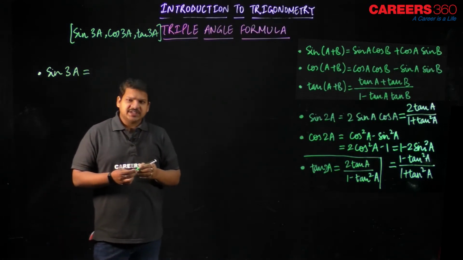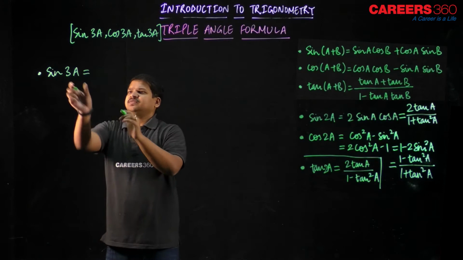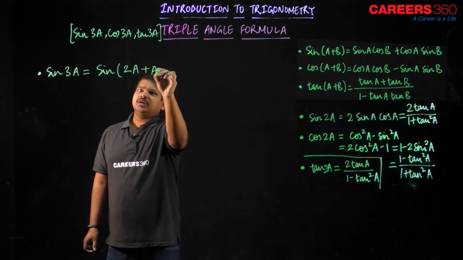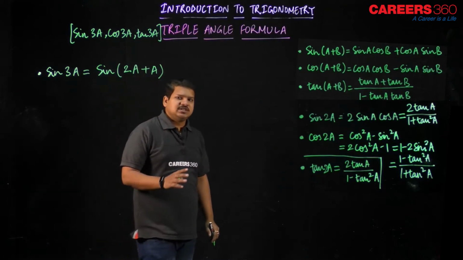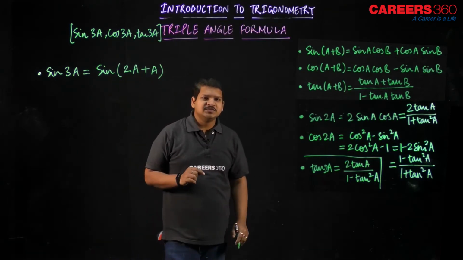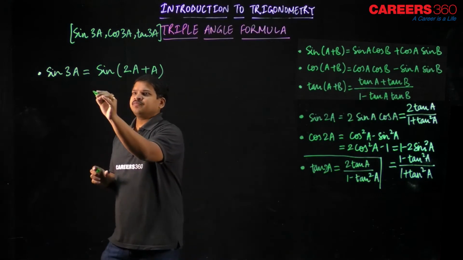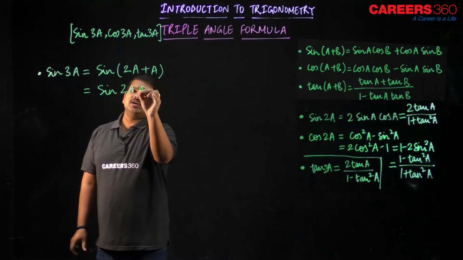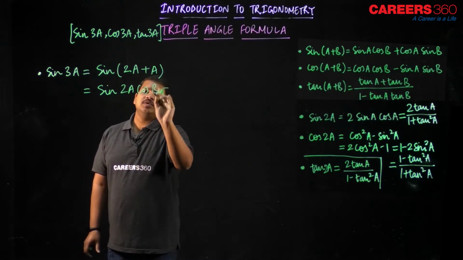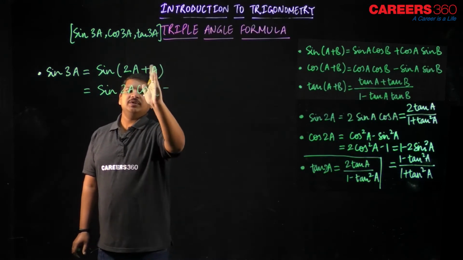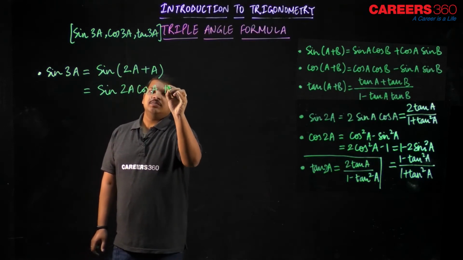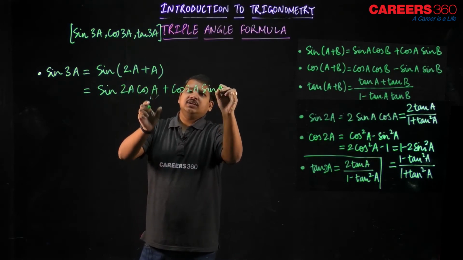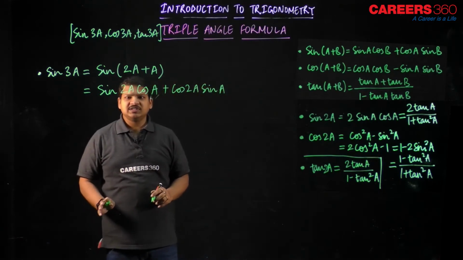Now in order to calculate sin 3A, I am going to divide this 3A into sin 2A plus A, and as you can see we have the formula of sin A plus B as sin A cos B plus cos A sin B. So this can be rewritten as sin 2A cos A, with B replaced by A, and then plus cos 2A sin A. I hope it is making sense to you.